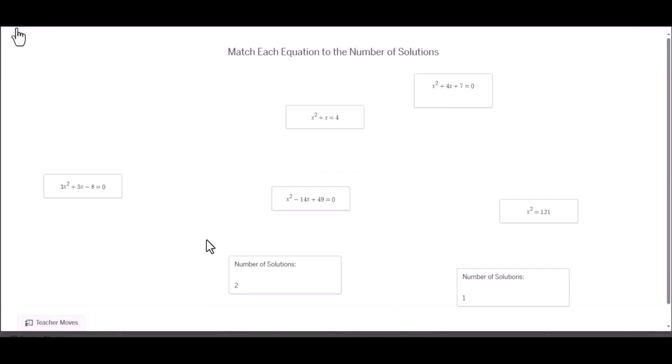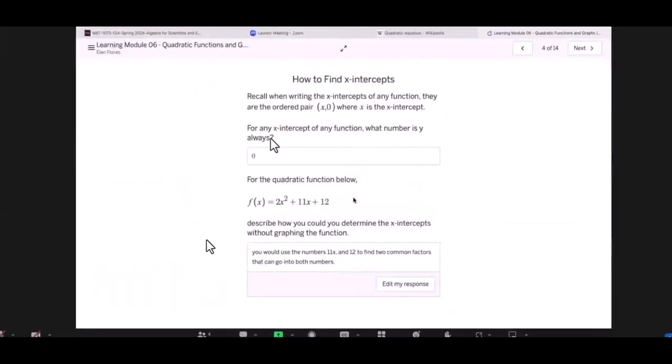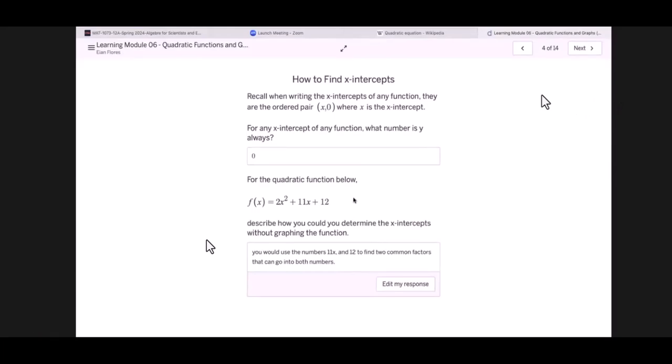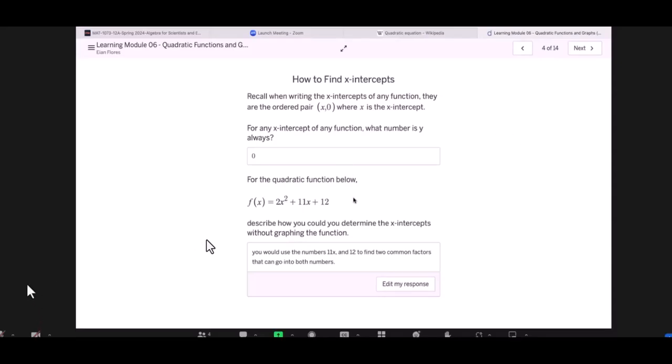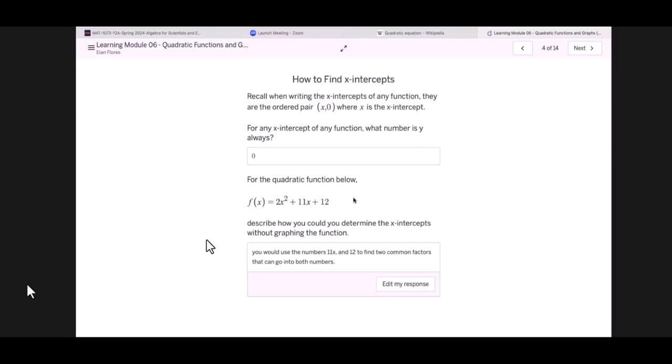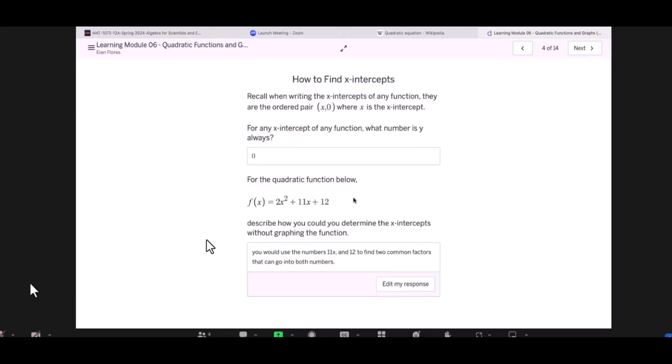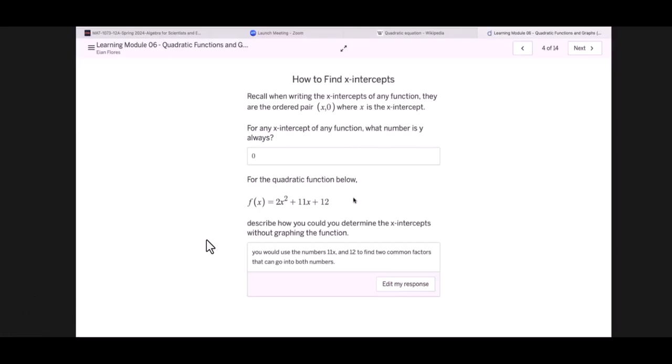Okay, so yeah, this is what I put. For the quadratic below, 2x squared plus 11x plus 12, I would use 11x and 12 to find the two common factors that can go into both numbers. And then those two numbers would be used for the x-intercepts. Anyone want to second that idea?